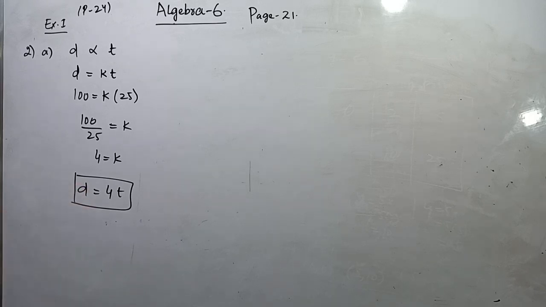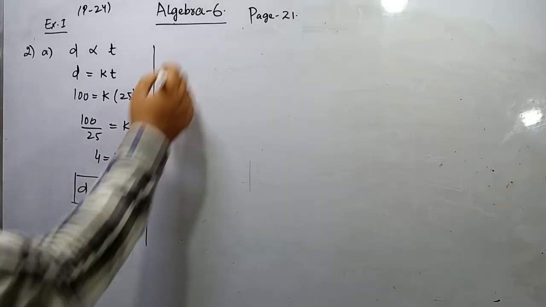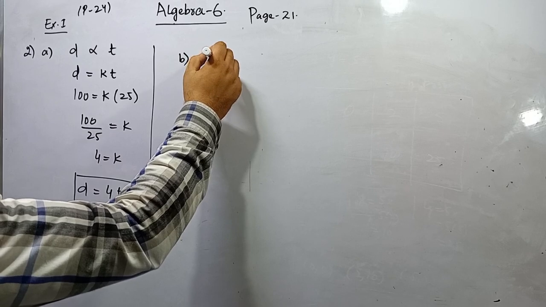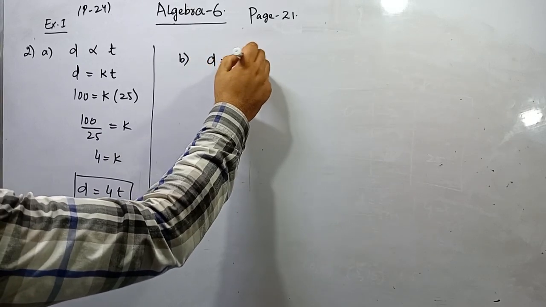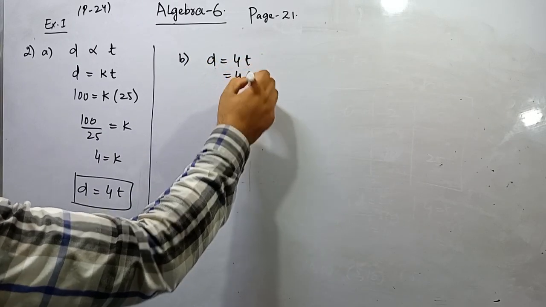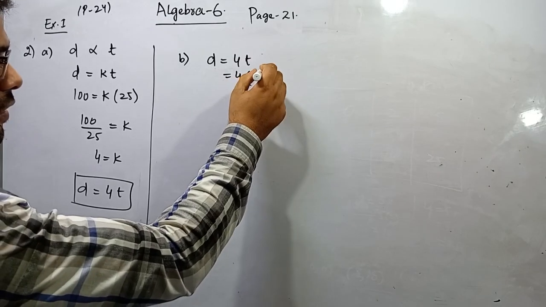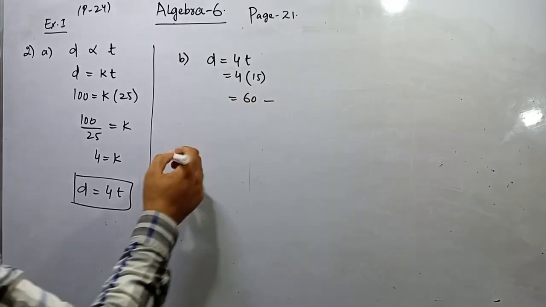Now the second, find the value of D when T is equal to 15. So B part, you can see we need to find the value of D when T is equal to 15. We have the formula, then D is equal to 4. Substitute the value of T. What is T? It's 15. 4 15s are 60 is the answer.